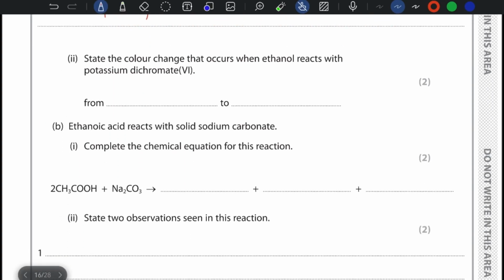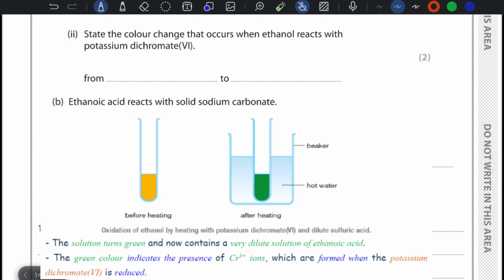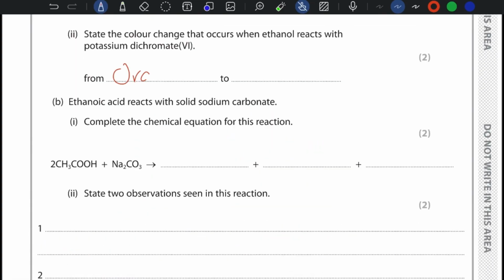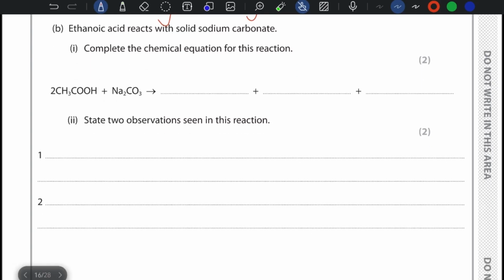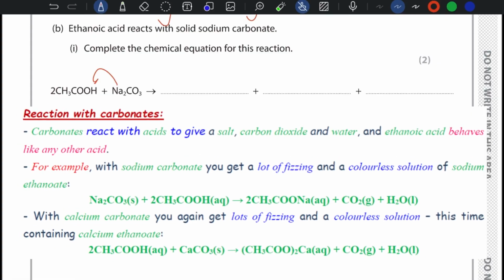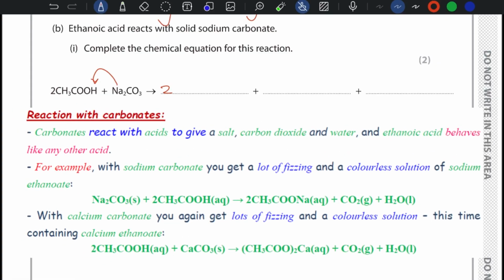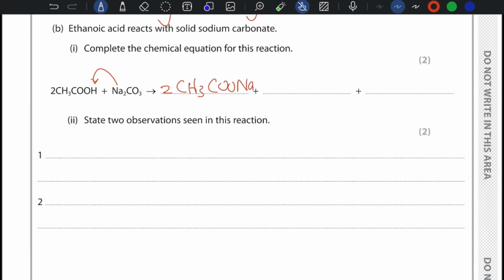State the color change that occurs when ethanol reacts with potassium dichromate(VI). Color change from orange to green. Ethanoic acid reacts with sodium carbonate. Complete the chemical equation for this reaction. It gives sodium salt, 2CH3COONa, plus carbon dioxide plus water.